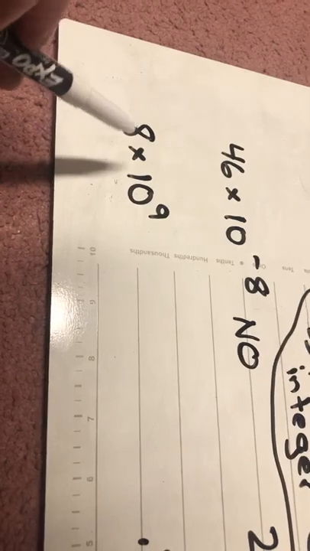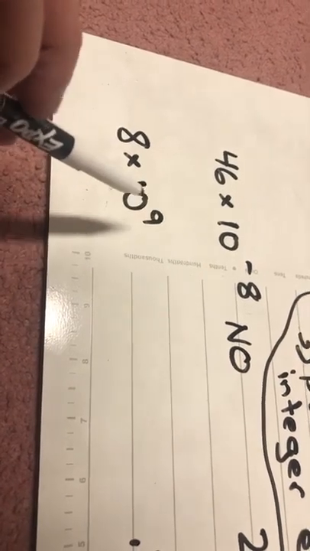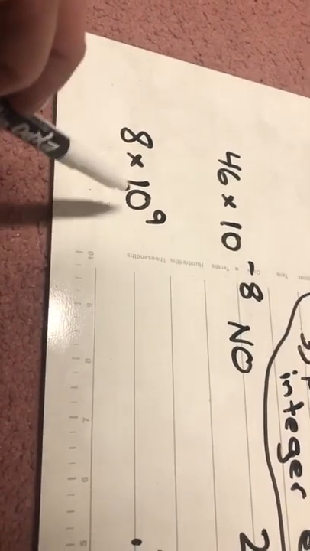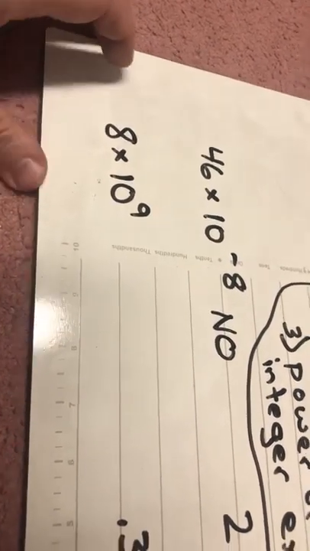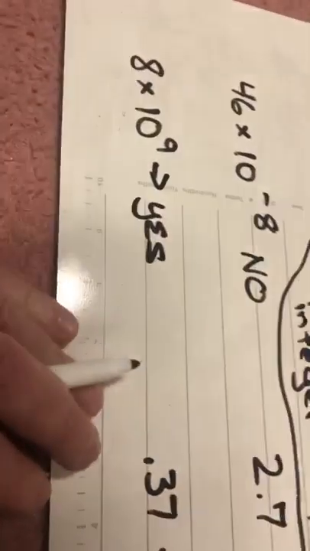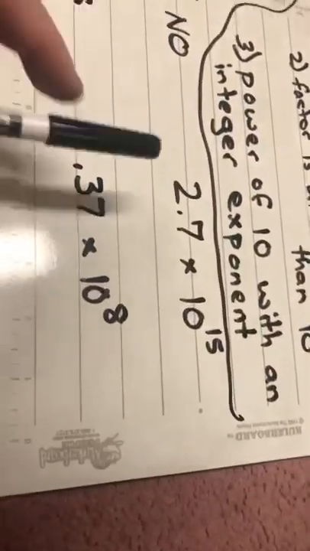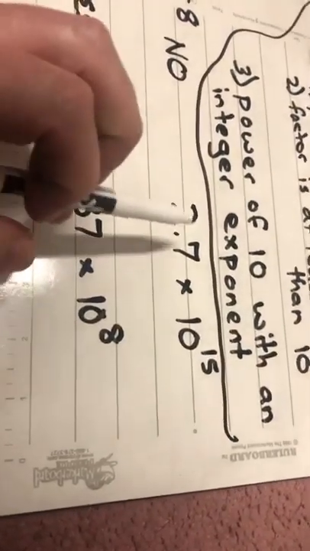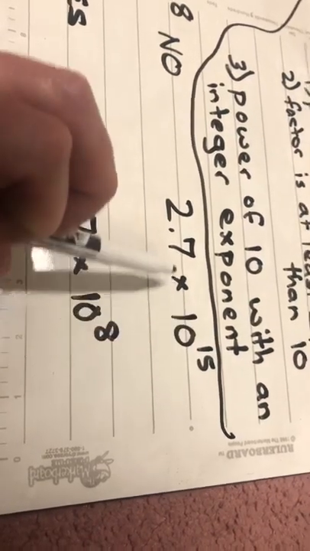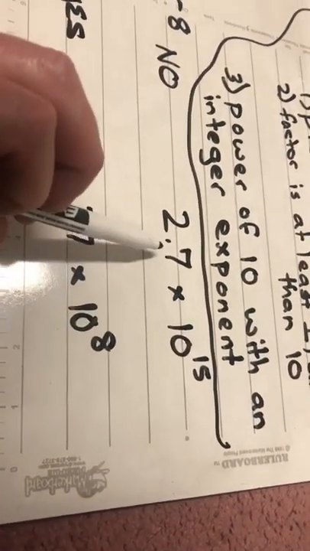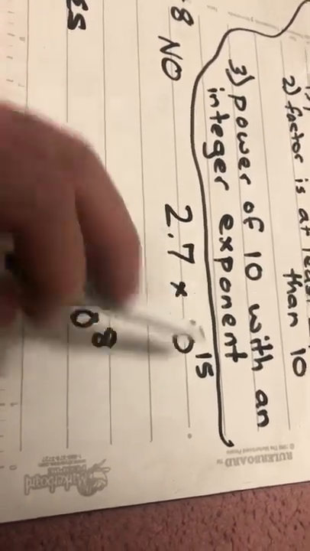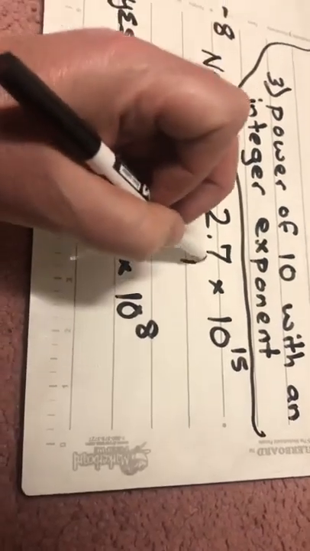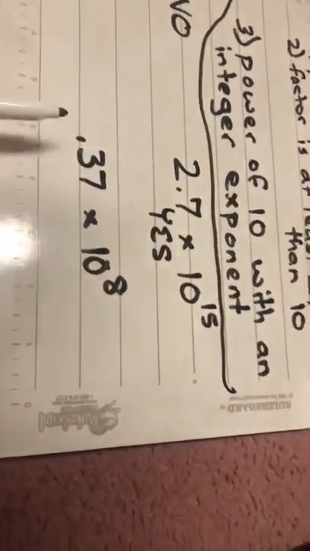I go to this one, 8 times 10 to the power of 9. Once again, I have my base 10 exponent. And this is 8, which is at least 1, but it's less than 10. So this one is definitely a yes. I look at this one, 2.7 times 10 to the power of 15. Well, I have my base 10 exponent. It's a multiplication problem. I have 2.7, which is bigger than 1. It is at least 1, but it is also less than 10. So this third example here is also a yes.